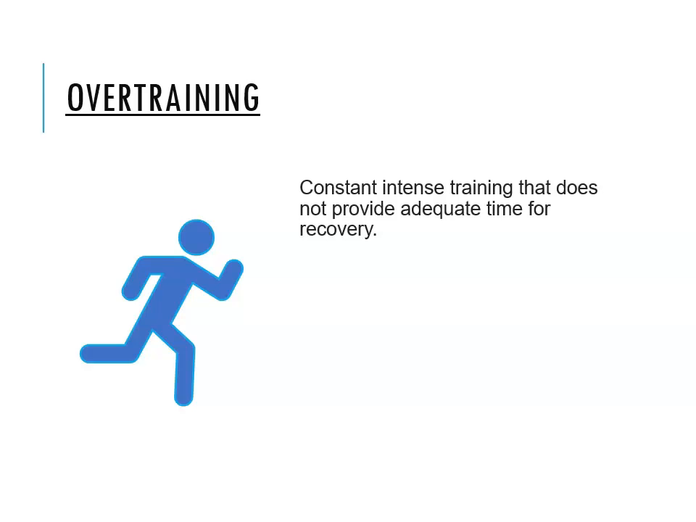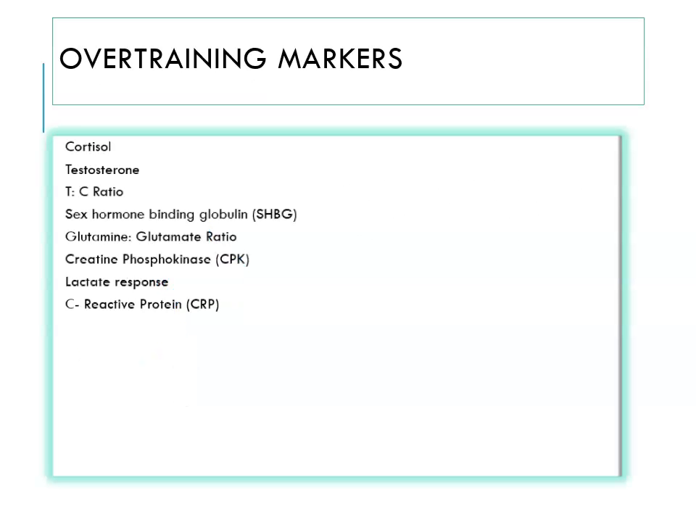Overtraining results in sustained reductions in performance of the athletes and is often accompanied by other biochemical, physiological, and psychological changes. Parameters that are tested to know the overtraining and recovery status of an athlete include cortisol, testosterone, testosterone cortisol ratio, sex hormone binding globulin, glutamine glutamate ratio, creatine phosphokinase, lactate response, and C-reactive protein, etc.